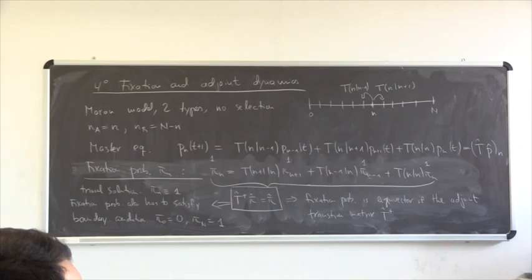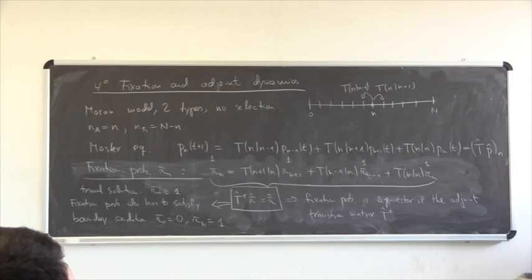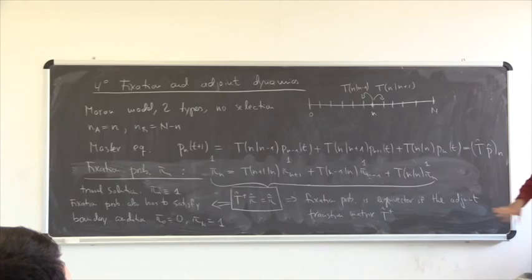What I just want to emphasize is that we'll see in a moment that we have exactly the same structure in the continuum problem. So in the continuum problem, we also have a linear operator that governs the time evolution of the probability distribution, and the adjoint operator will give us the fixation probability. And that's sort of why I wanted to emphasize this here. Okay?